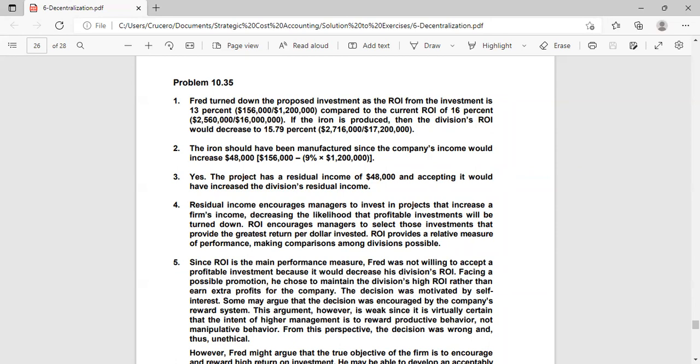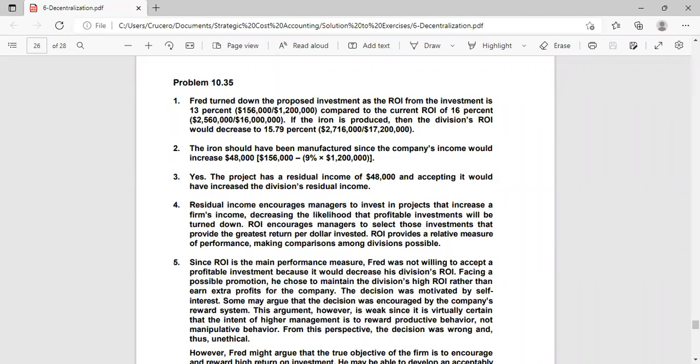Residual income encourages managers to invest in projects that increase a firm's income, decreasing the likelihood that profitable investments will be turned down. ROI encourages managers to select those investments that provide the greatest return per dollar invested. ROI provides a relative measure of performance, making comparison among the divisions possible.